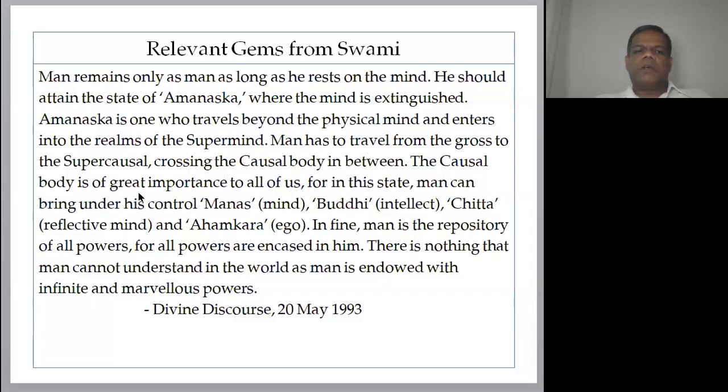The causal body is of great importance to all of us, for in this state, man can bring under his control manas, mind, buddhi, intellect, chitta, reflective mind, and ahamkara, ego. In fine, man is repository of all powers, for all powers are encased in him. There is nothing that man cannot understand in the world, as man is endowed with infinite and marvelous powers.